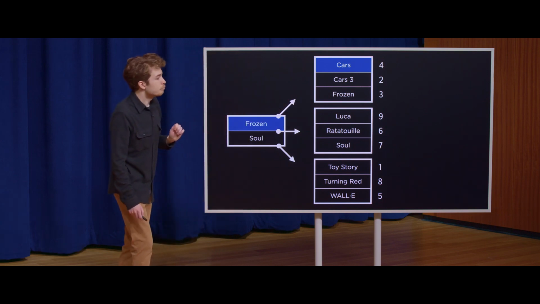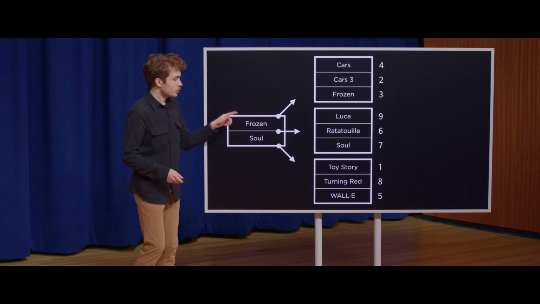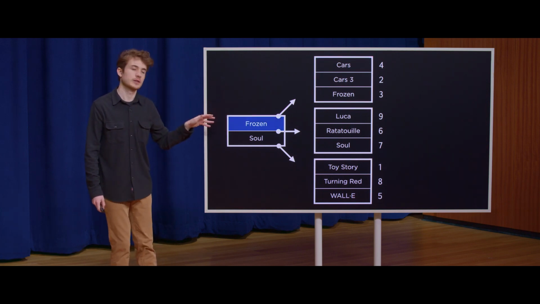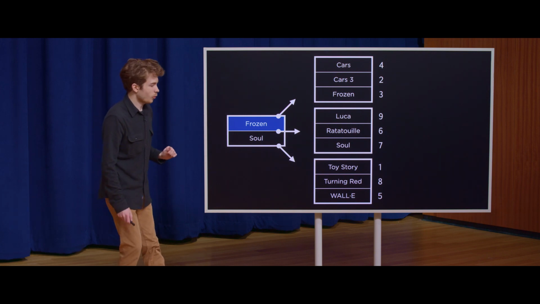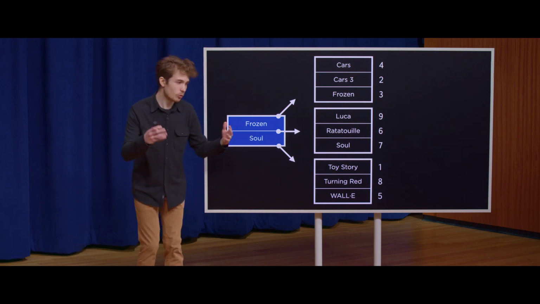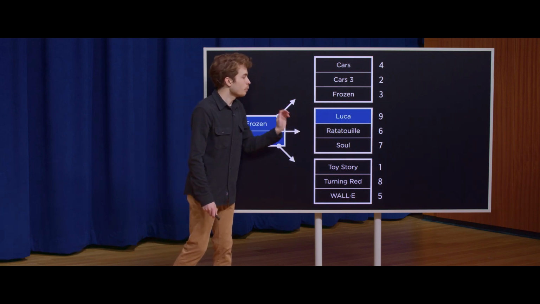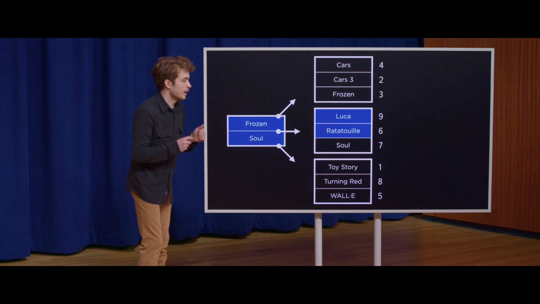Let's see here. Maybe I want to find Ratatouille. I'll go back to the beginning, and I'll look through this root node. I'll say, does Ratatouille come before Frozen? It doesn't. It comes after Frozen. So I'll check Soul. Does Ratatouille come before Soul? Well, it does. So I'll look in this node now. I'll go find Luca, and not quite there yet, but I will see Ratatouille. So I know that I've now found Ratatouille in my index.